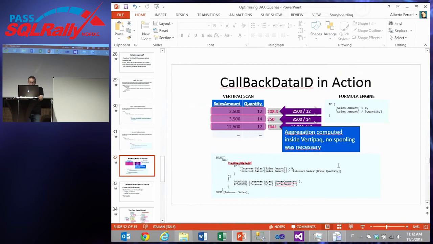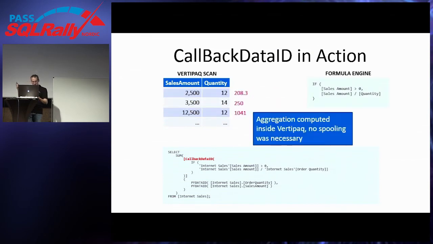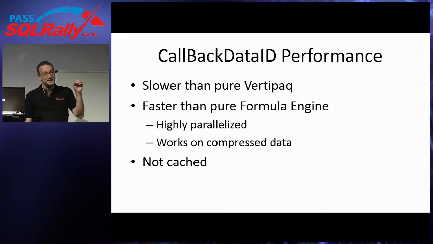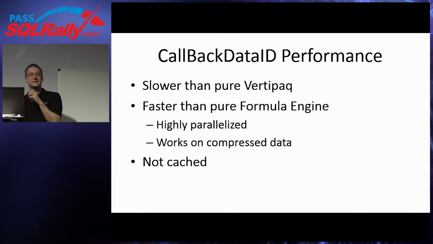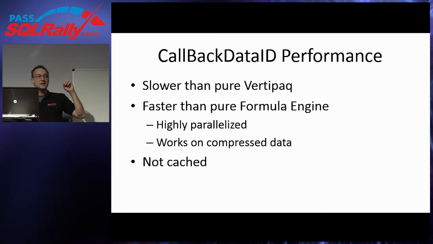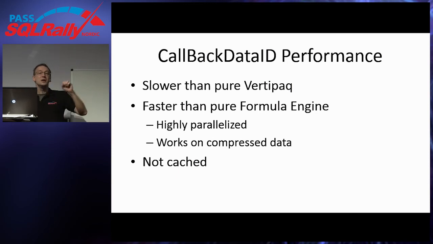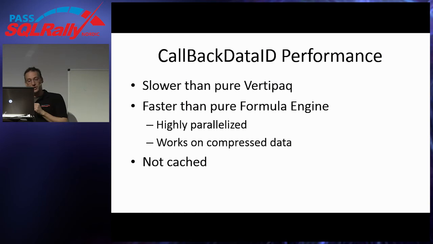Now all these, there is a next slide which is useful. From the performance point of view, whenever you see CallbackDataID, performance is lower. You don't have the best performance of VertiPaq, yet it is pretty fast, because pure formula engine is single-threaded and not cached. CallbackDataID is multi-threaded, yet it is not cached. Because remember, the only thing that is cached by VertiPaq is the result of VertiPaq queries. Whenever the formula engine is used, there is no cache working.